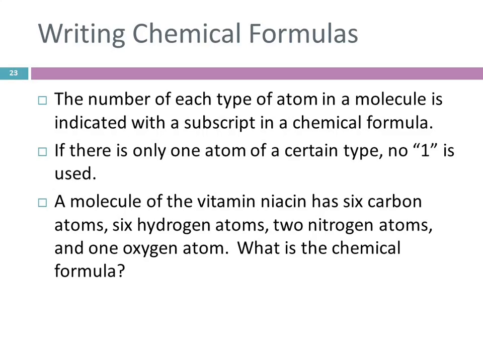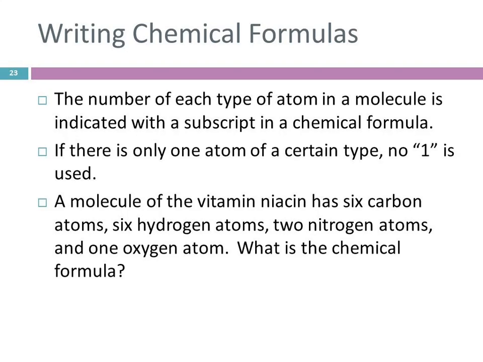So we look at this chemical formula and we can tell what's in the molecule. So when we write chemical formulas, we give the number of each type of atom as a subscript. And if there's only 1, we don't write the number 1. So the vitamin niacin has 6 carbon atoms, 6 hydrogens, 2 nitrogen atoms, and 1 oxygen atom. What's the chemical formula?